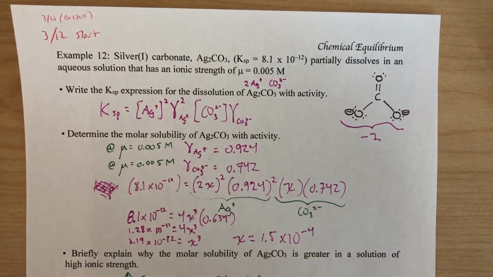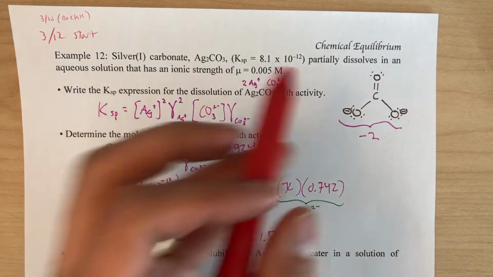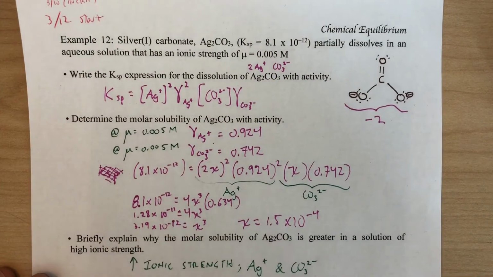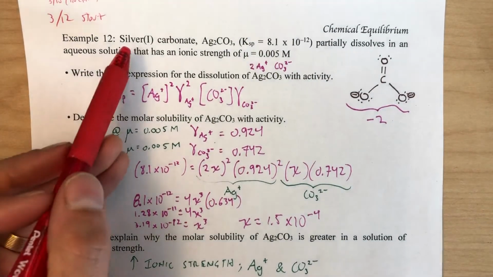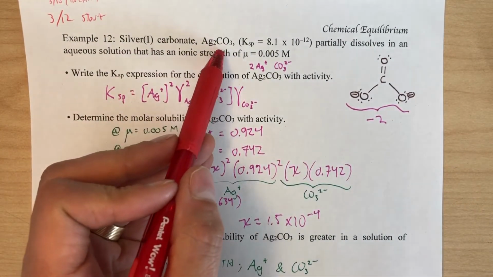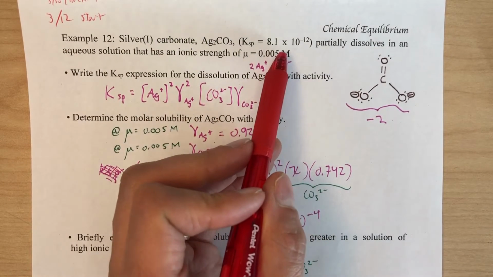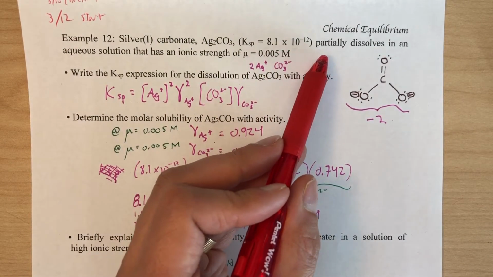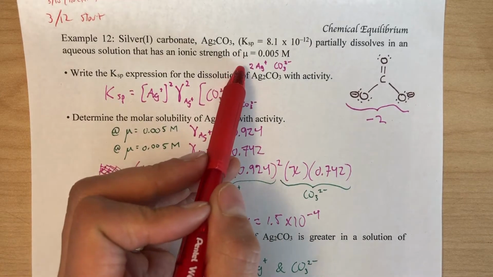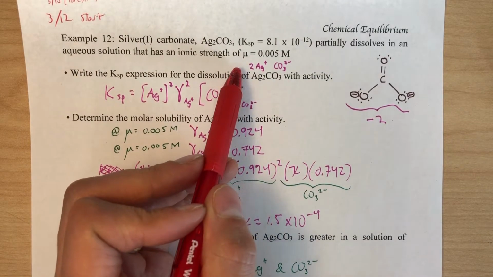Good afternoon, class. We're going to pick up with chemical equilibrium where we left off last time with example 12. So silver(I) carbonate, with a chemical formula shown here, has a Ksp of 8.1 times 10 to the negative 12 and partially dissolves in aqueous solution that has an ionic strength of mu equals 0.005.